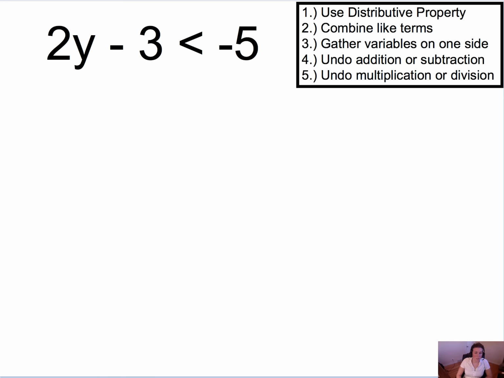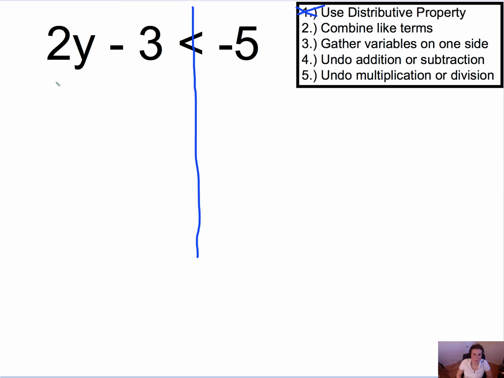So let's do an example together. 2y minus 3 is less than negative 5. So go ahead and separate the two sides of your inequality. We're going to go through the 5 steps just like always. Step 1, use the distributive property. We can't do it. We don't have any parentheses, so skip it.